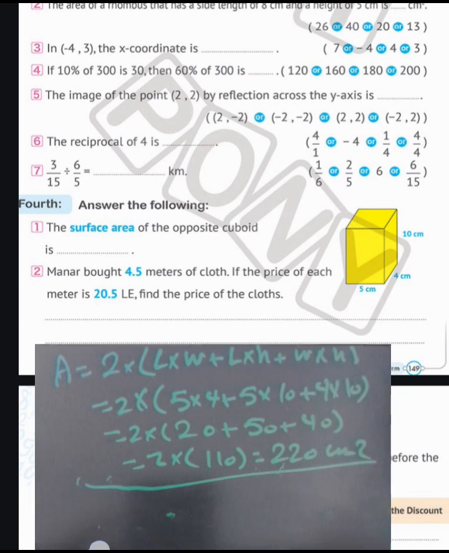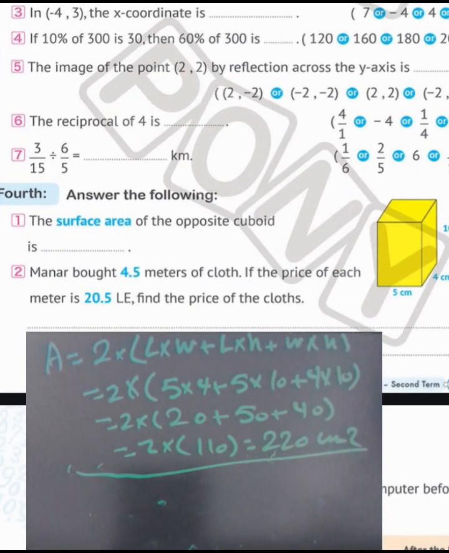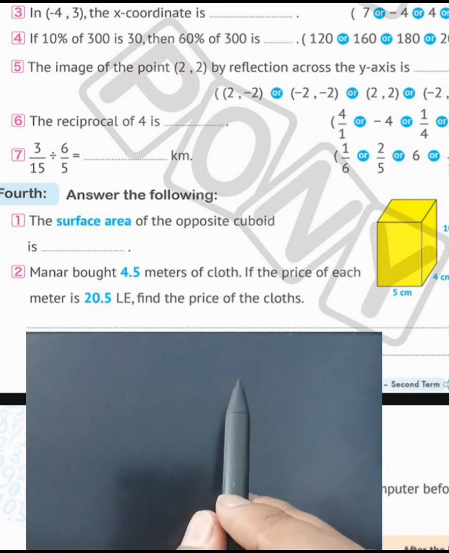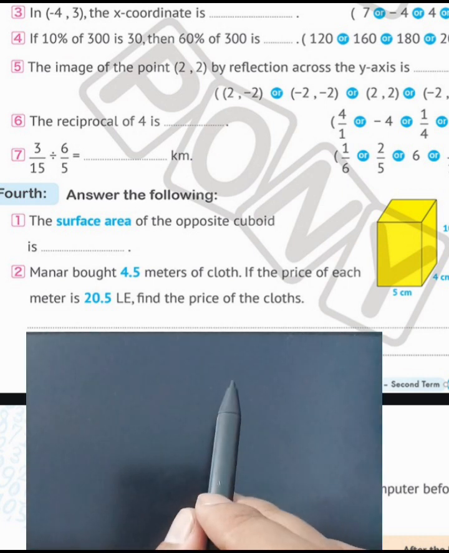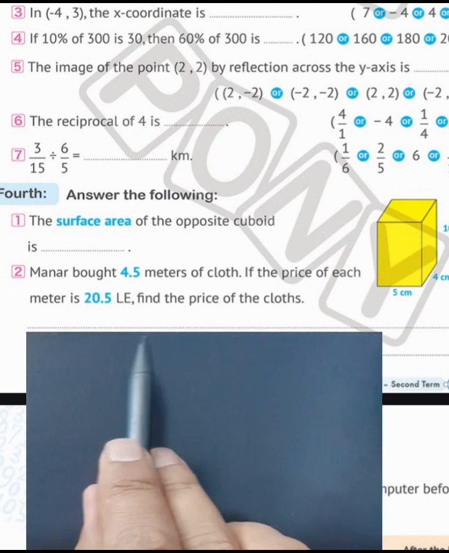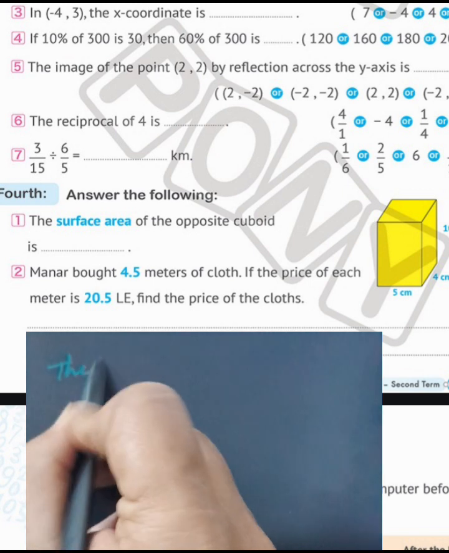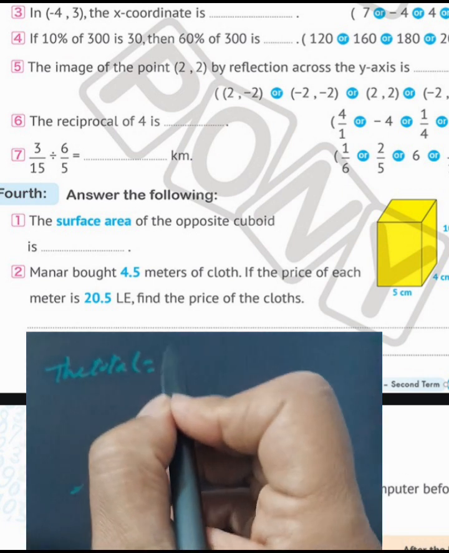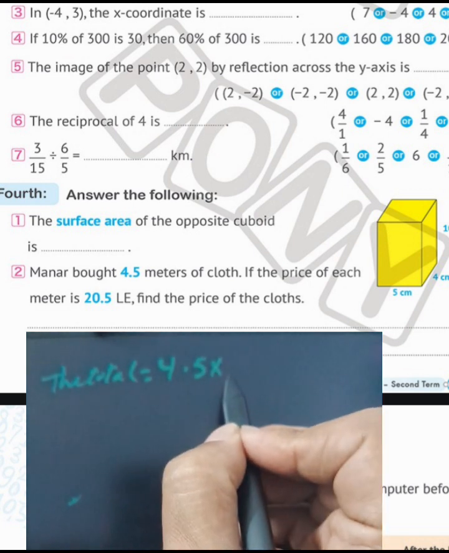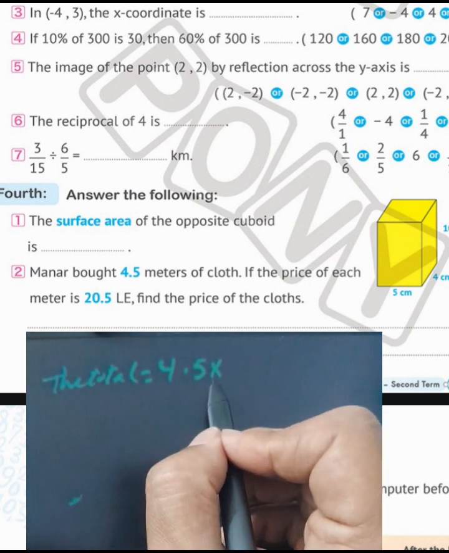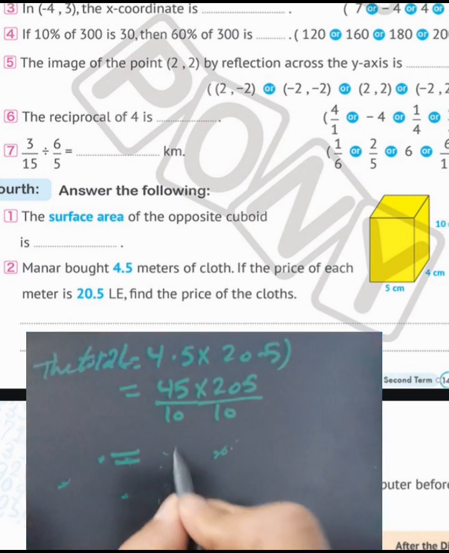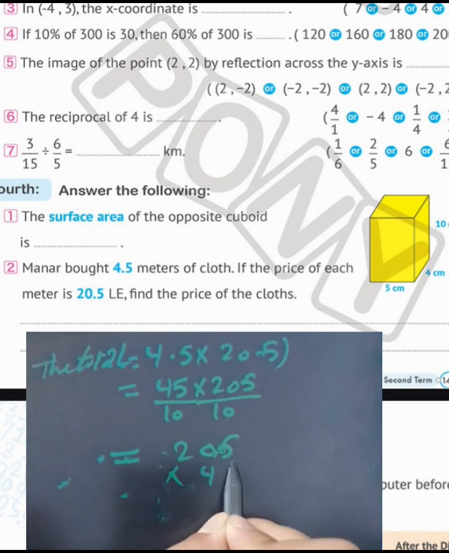Question number 2. Manar bought 4.5 meters of cloth, and the price of each meter is 20.5 Egyptian lira. Find the price of the cloth. Okay, she bought 4.5 meters of cloth. The price of each 1 meter equals 20.5 lira. Then the total cost, we can find by multiplying the price of each one by the number of meters. We have 4.5 meters.